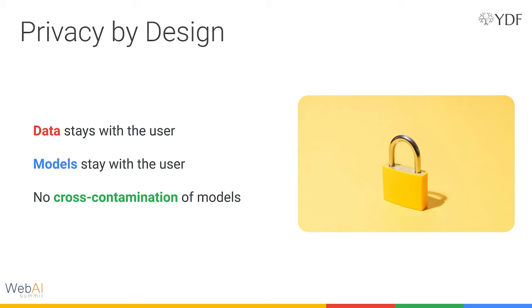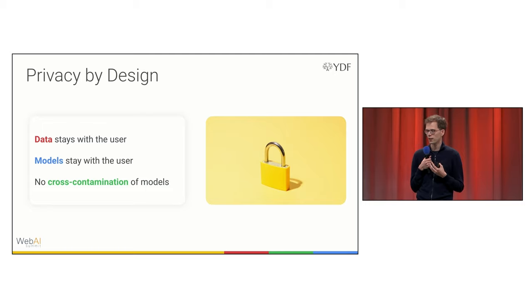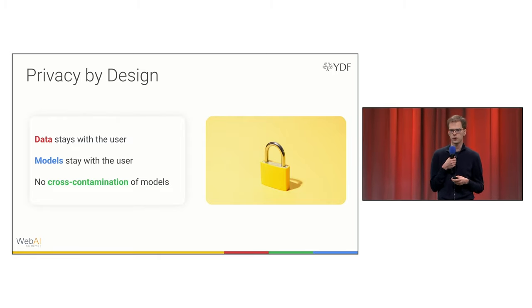Second, there is the privacy by design. So if you train on the web, you really have the data for the model staying with your user on their device. The model, of course, stays on device. And something that you can prevent very effectively by training on the web is there is no cross-contamination of models. It cannot happen that one user's data would leak into another user's model.